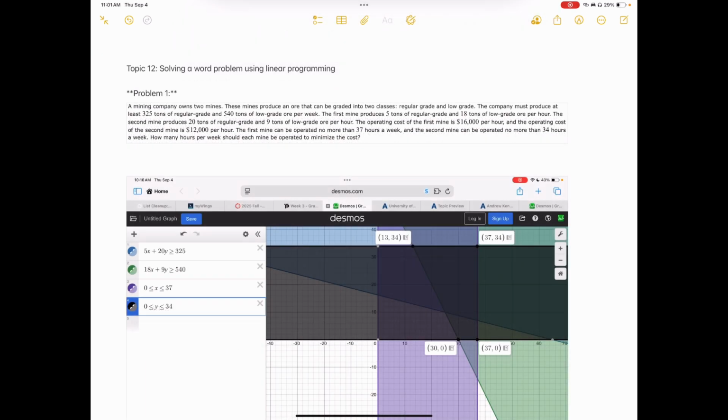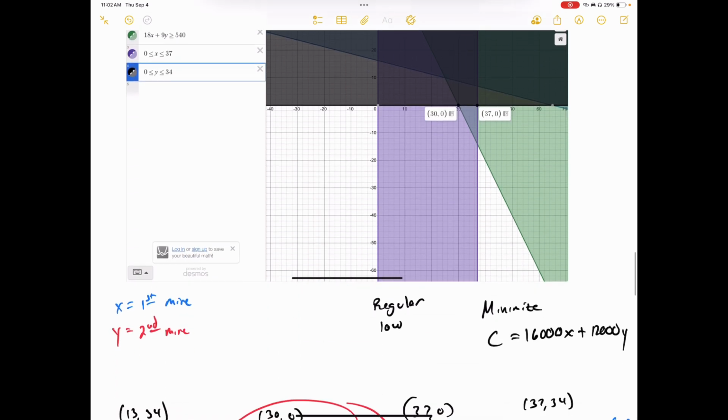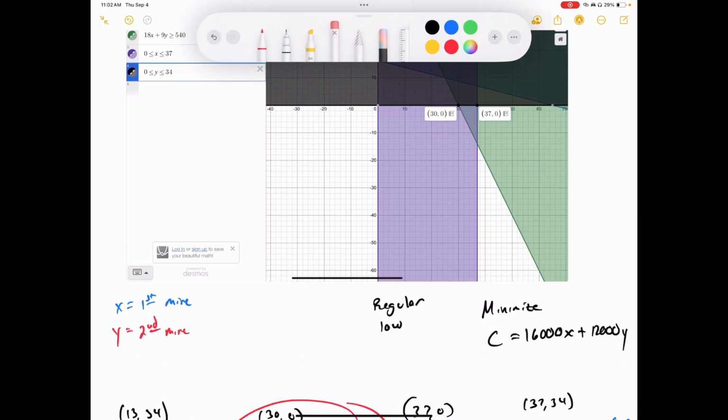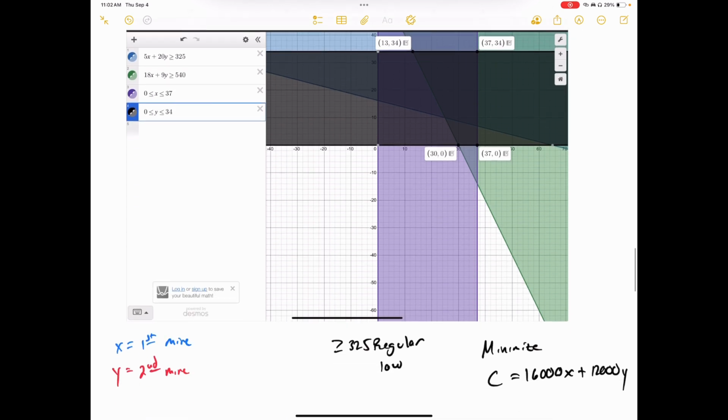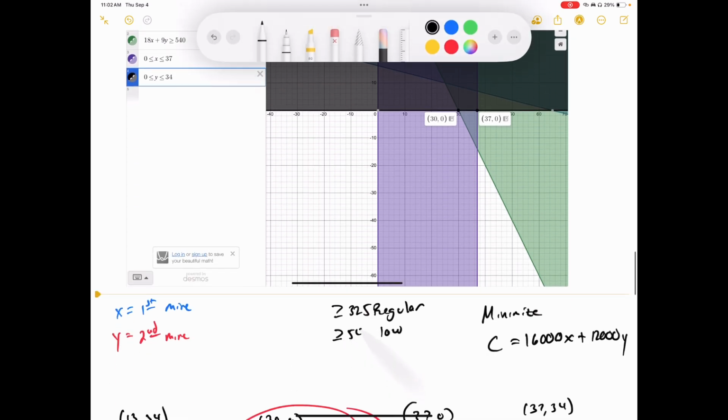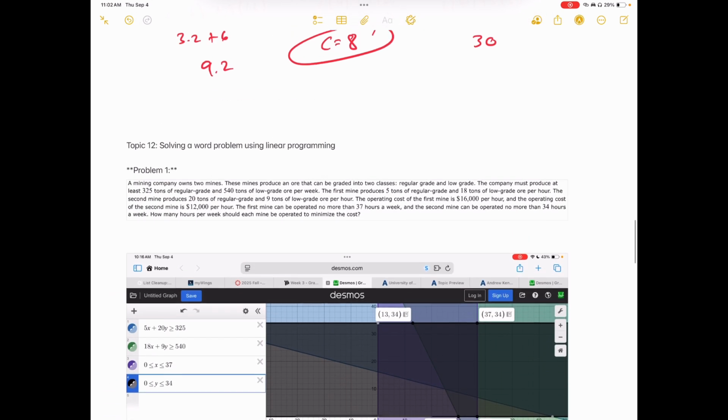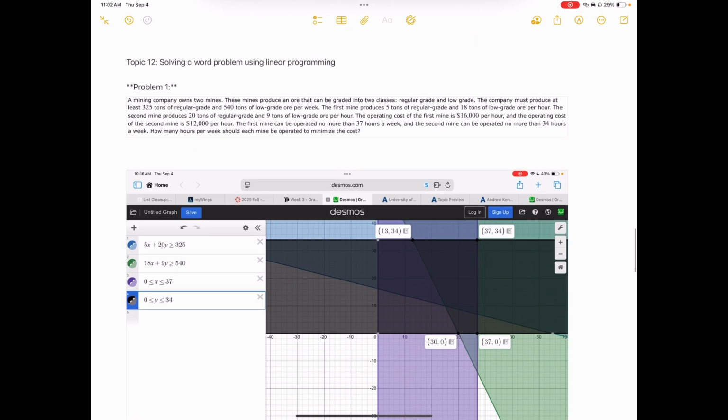A mining company owns 2 mines. These mines produce an ore that can be graded into 2 classes, regular and low grade. The company must produce at least 325 of the regular grade. So I'm going to go ahead and write 325, must produce at least, so at least 325. And 540 of the low grade per week. So greater than 540. The first mine produces 5 tons of the regular and 18 tons of the low, and the second mine produces 20 of the regular and 9 of the low.